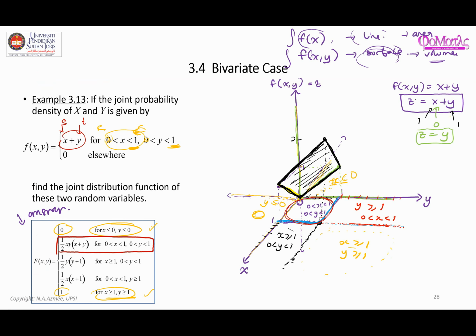Okay, right. Now let us consider perhaps this one, this one, okay? I'm just following the notation given here, which is this one. We're going to consider this part.